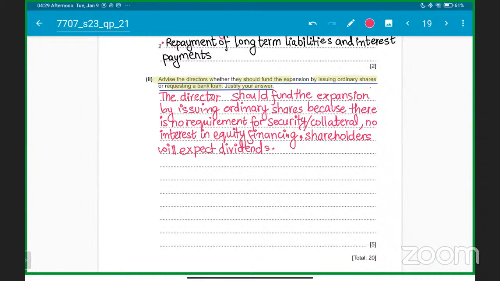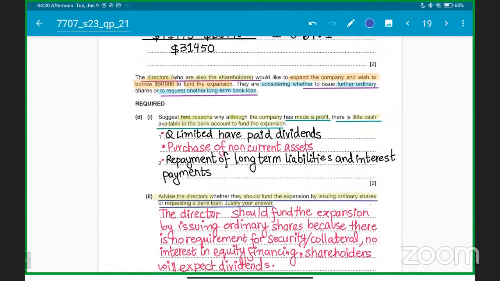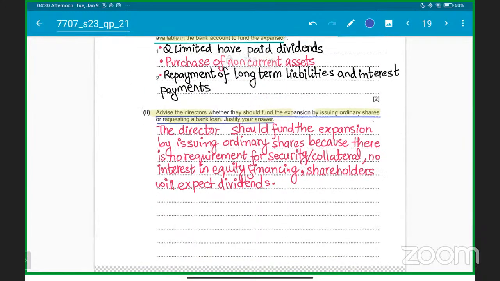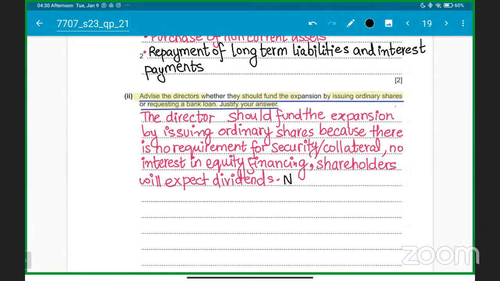So these are the points that you should write on why you should issue ordinary shares. But there are some problems as well. Let me explain that, otherwise there will be less space. We can also say that it is not sure whether all of the amount will be raised. There is no guarantee that all $50,000 can be raised.